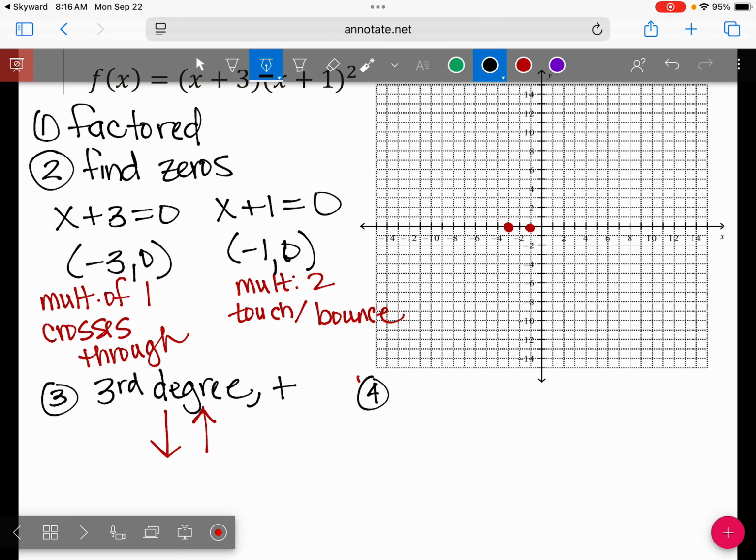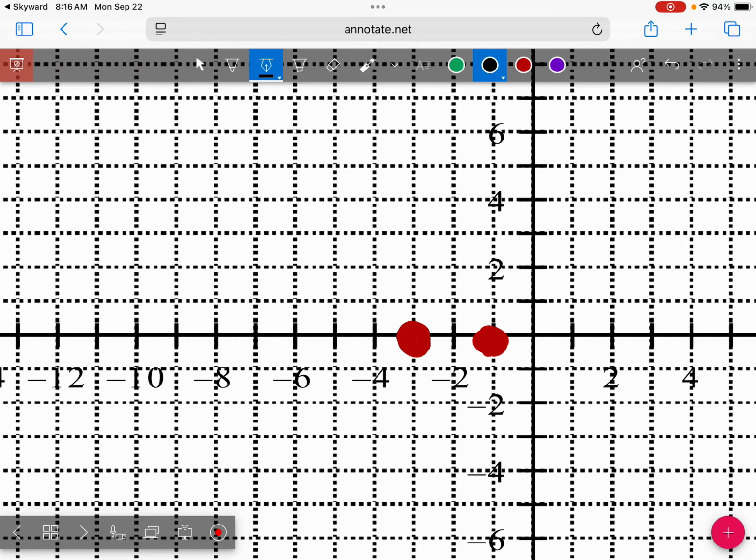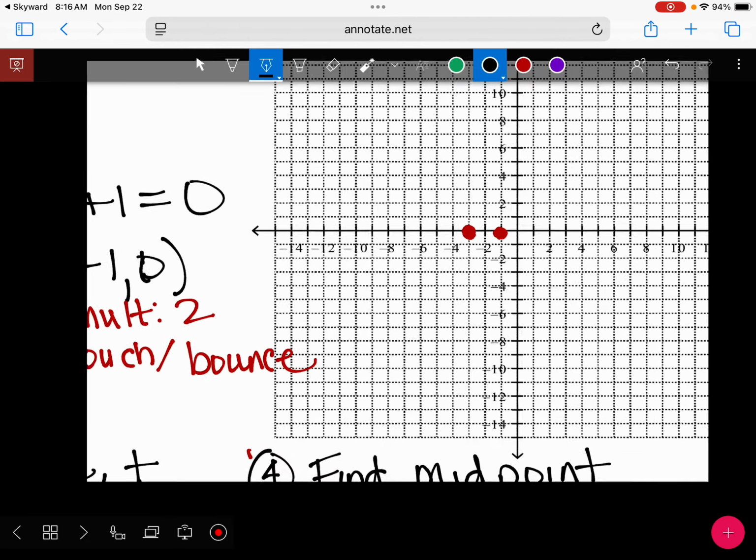And the last thing you need to do is find your midpoint. So we can figure out where our relative maxes and mins are. Not our relatives like our cousins, but our relative max and min. So we're going to find our midpoint. So what number is in the middle of my zeros? -2. So let's go ahead and find that.